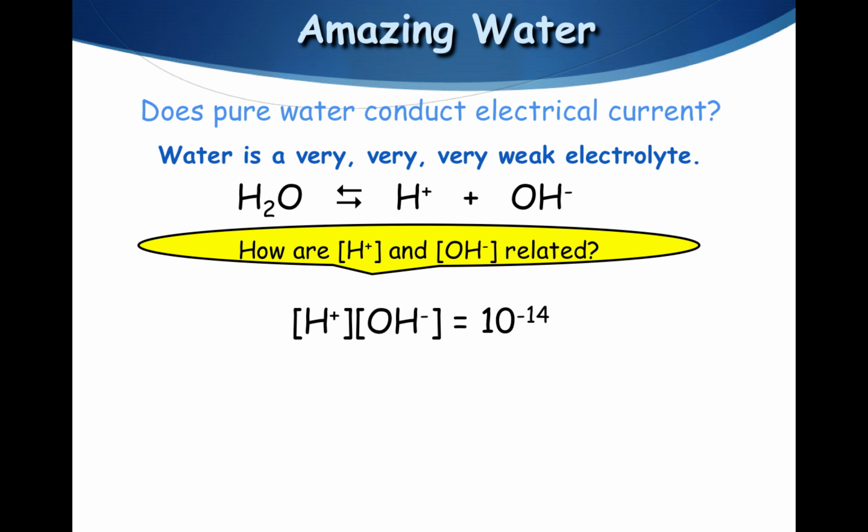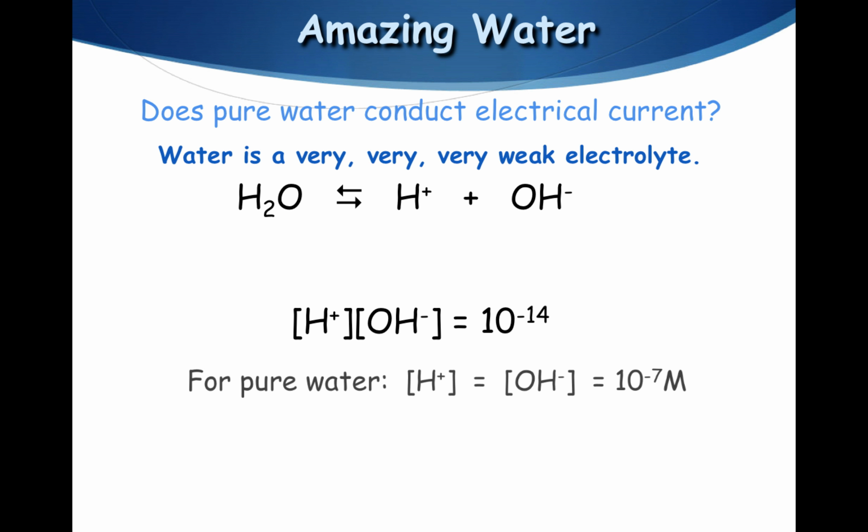Well, how are the concentrations of hydrogen ion and hydroxide ion related in water? We have found that if you multiply the concentration of hydrogen ion times hydroxide ion, you will always get 1 times 10 to the minus 14. This is the equilibrium constant for the dissociation of water. This small equilibrium constant shows that the equilibrium lies far to the left and there are more water molecules present than ions.